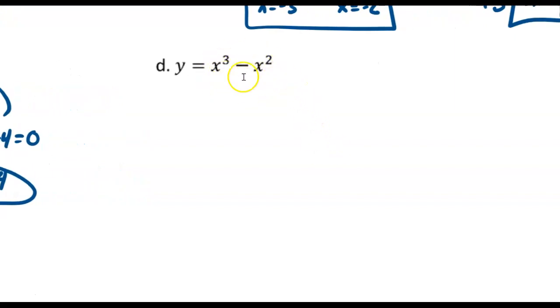This one is not factored yet. Always start with, is there a GCF you can take out? So think about what's the GCF of x cubed and x squared? All right, it's going to be x squared. Remember, x cubed is like this, x squared is like this, and they both have 2 x's in common. That's why you're taking out x times x, which is x squared.